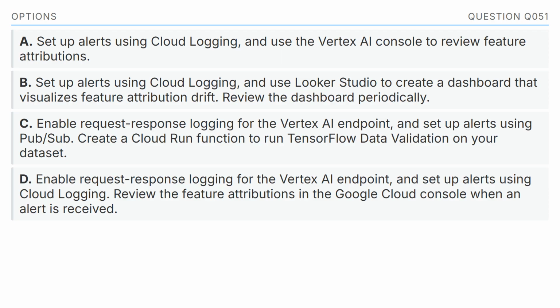Option C, enable request-response logging for the Vertex AI endpoint, and set up alerts using Pub/Sub. Create a Cloud Run function to run TensorFlow Data Validation on your dataset. Option D, enable request-response logging for the Vertex AI endpoint, and set up alerts using Cloud Logging. Review the feature attributions in the Google Cloud Console when an alert is received.